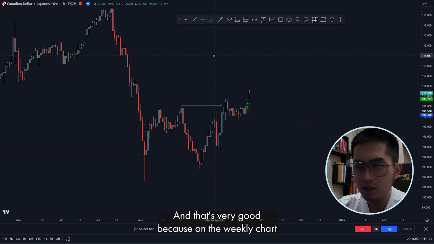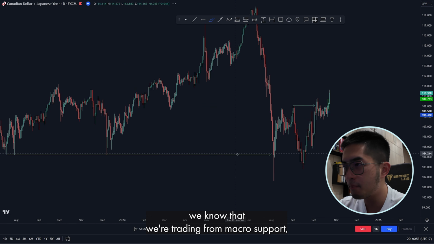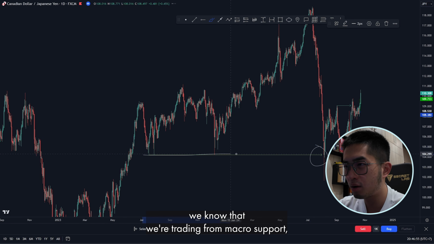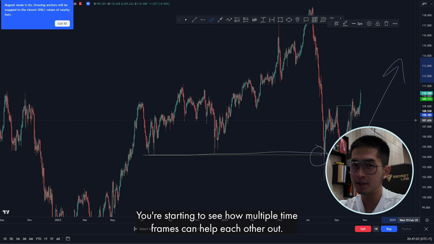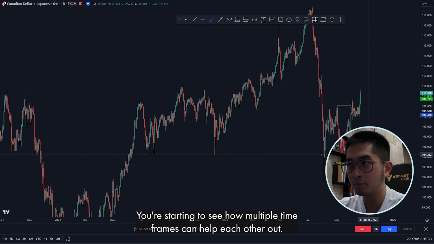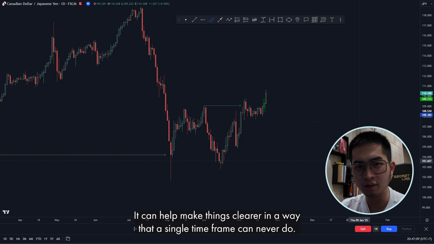And that's very good because on the weekly chart, we know that we're trading from macro support, which means we already have a default bias to the upside. You're starting to see how multiple time frames can help each other out. It can help make things clearer in a way that a single time frame can never do.